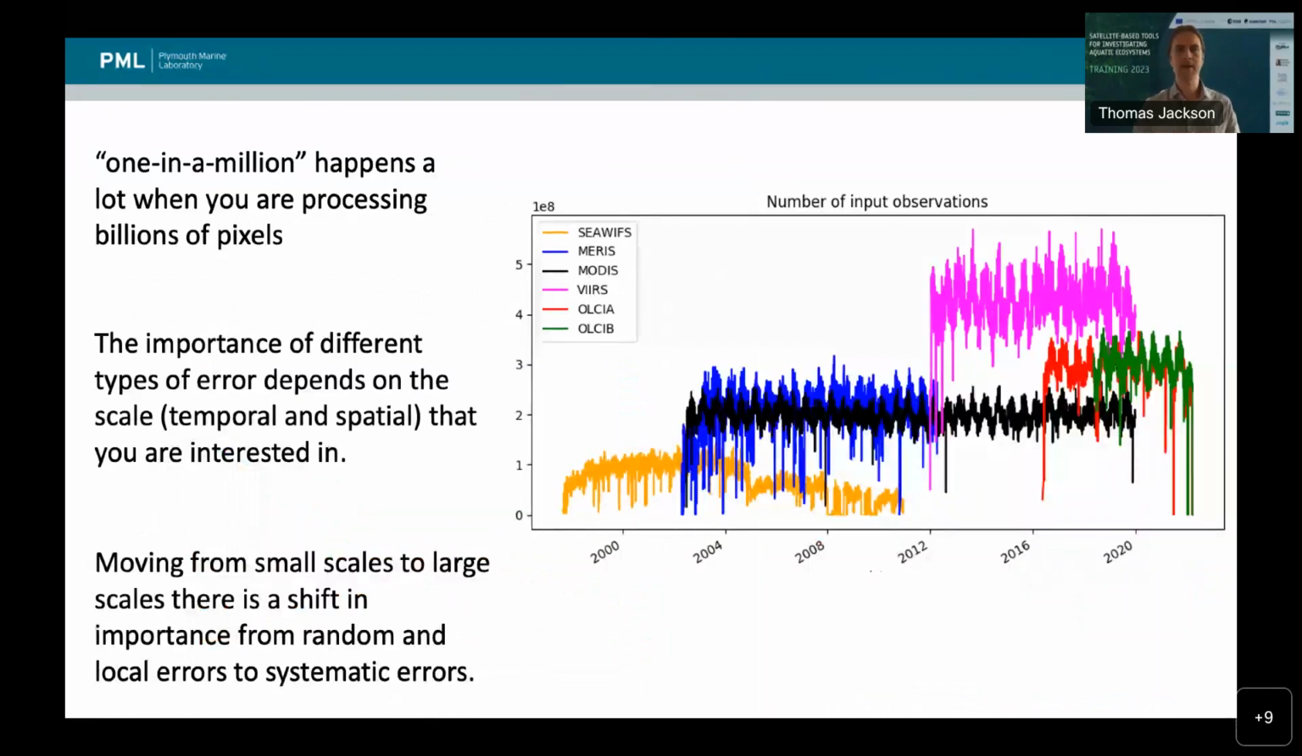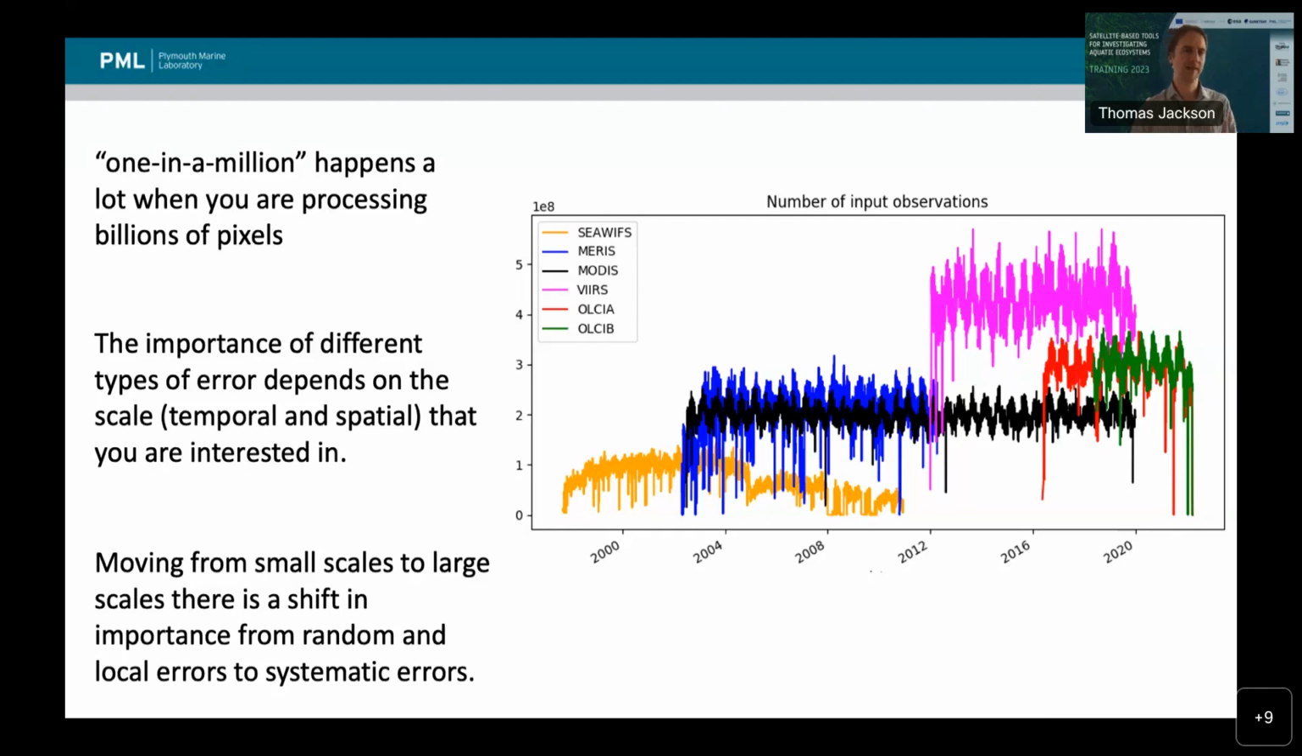And so when I was saying about finding these bad pixels, it takes a lot of rigor and a lot of effort and a lot of checking to go through the climate records. In some ways, we do a lot of that internally within the project, but it's also really useful to hear back from the community when they've found things that are odd. And that's gone on over the last decade within OCCCI, because basically 1 in a million happens all the time when you're processing billions of pixels.